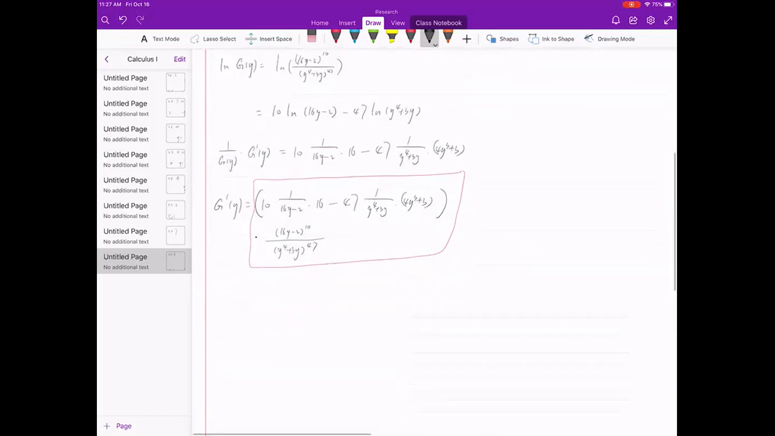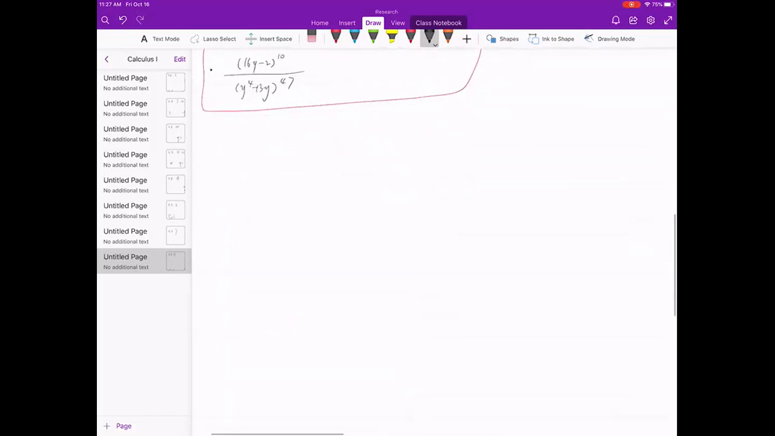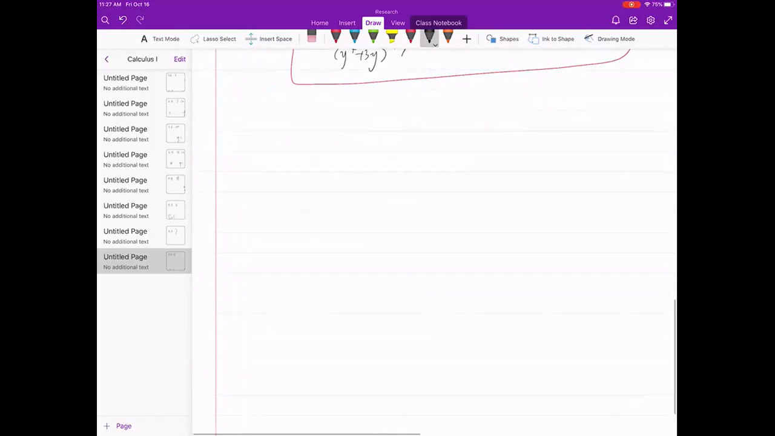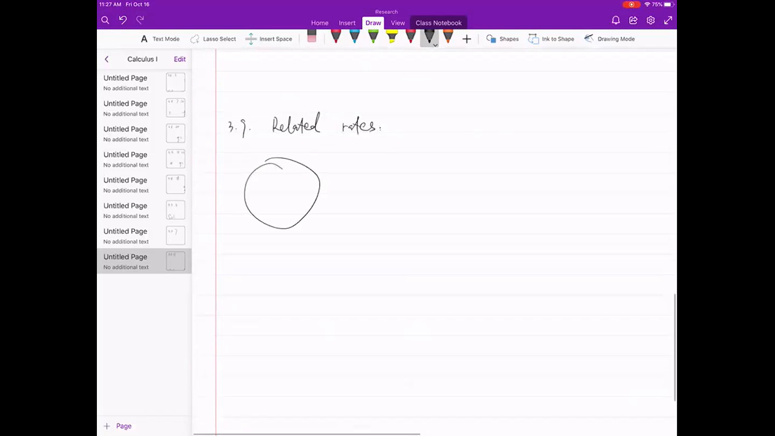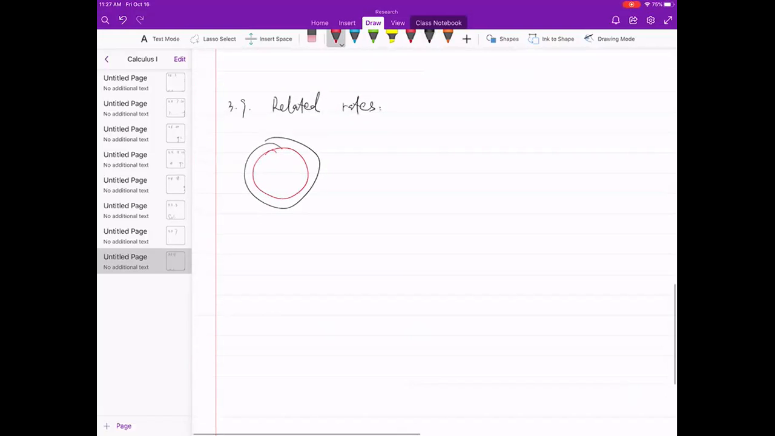Let's move on to 3.9. We were talking about related rates. We were talking about a snowball melting. Then the volume is changing. Meanwhile, the radius is changing. Meanwhile, the mass is changing. Meanwhile, whatever it is changing, like the diameters are changing.